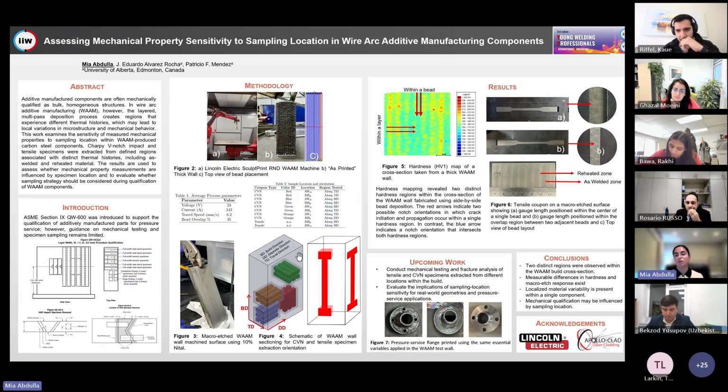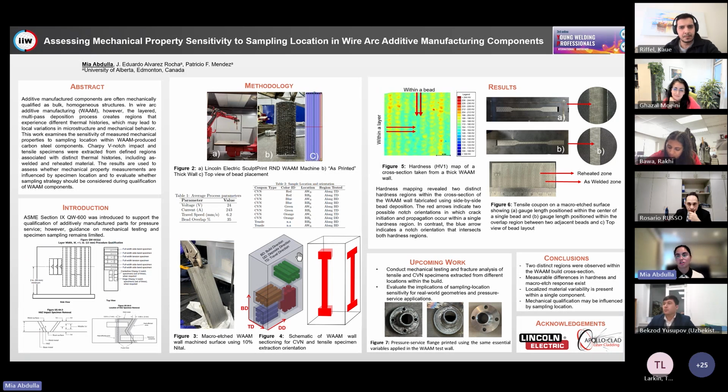So one is in between 2 sets of beads, or that overlapped section, and one is directly in the bead. Same thing for the layer, either the tempered region of the bead going on top of the previously deposited layer, or that harder zone where it wasn't tempered. So it shows 2 distinct regions. So we want to show those results coming up later on.